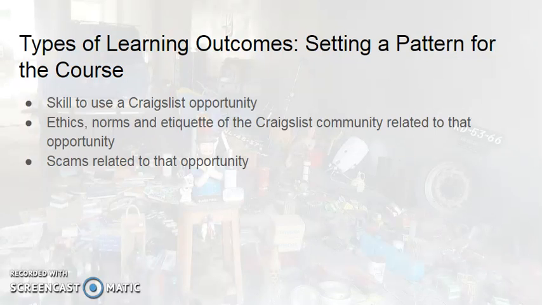Types of learning outcomes. Setting a pattern for the course. There are 3 kinds of general learning outcomes that were created for this instructional design plan. First, there are learning outcomes associated with a skill to use a Craigslist opportunity. There are learning outcomes associated with ethics, norms, and etiquette of the Craigslist community related to that opportunity. And there are learning outcomes related to scams that unfortunately are related to that opportunity.